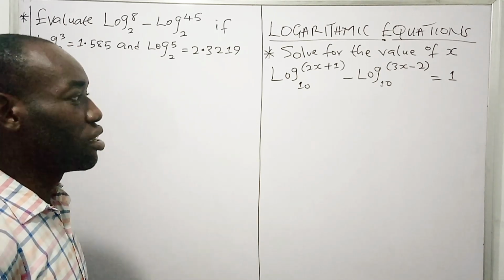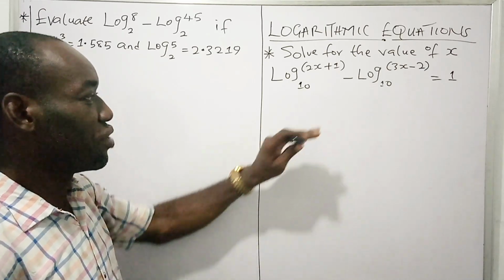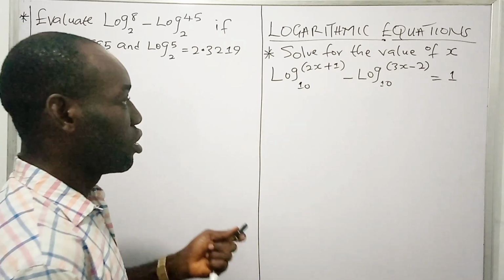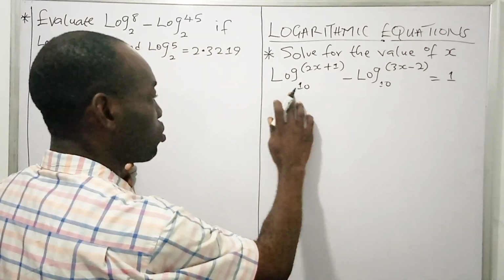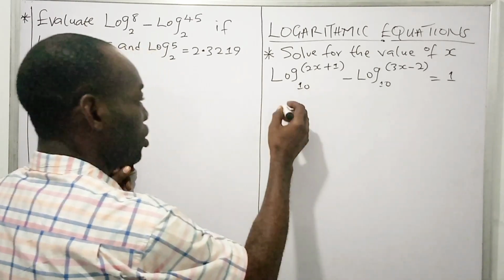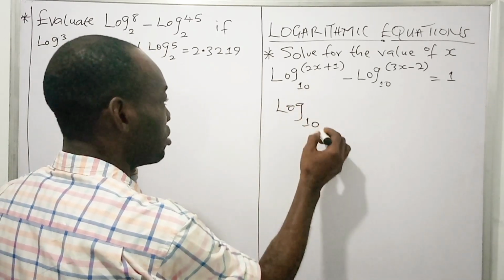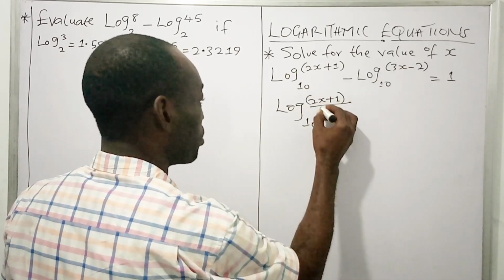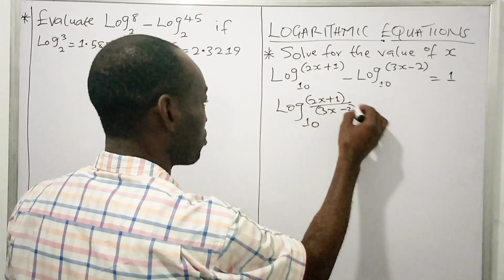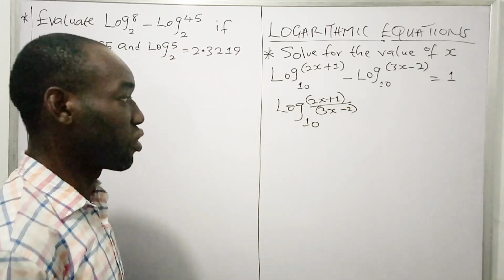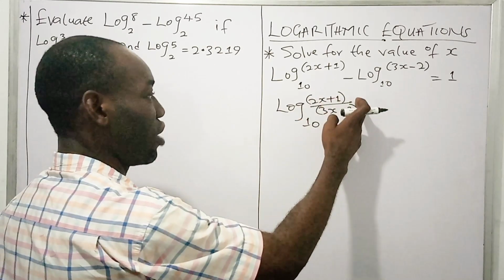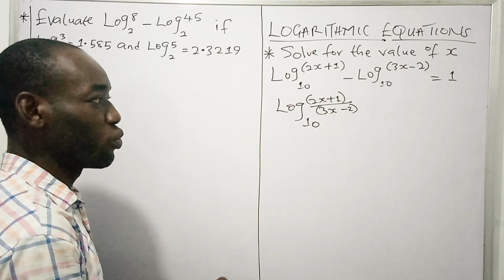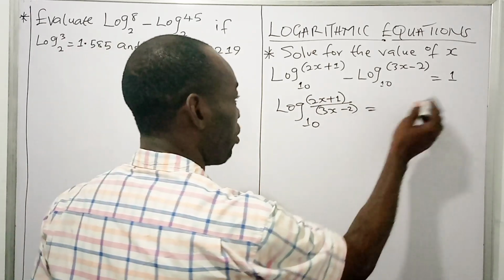One of the laws of logarithm says when we are dividing, we apply the subtraction principle. Here, the two expressions have the same base. So that gives us log base 10 of (2x plus 1) divided by (3x minus 2). One of the laws of logarithm states that when we divide, we subtract, and when we multiply, we add.